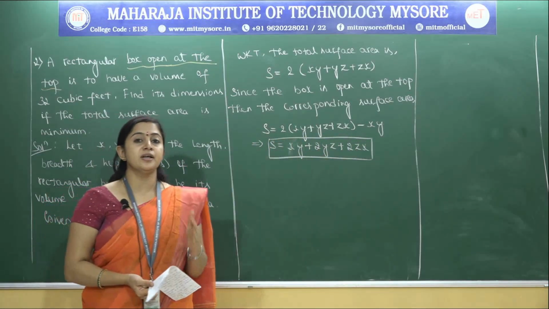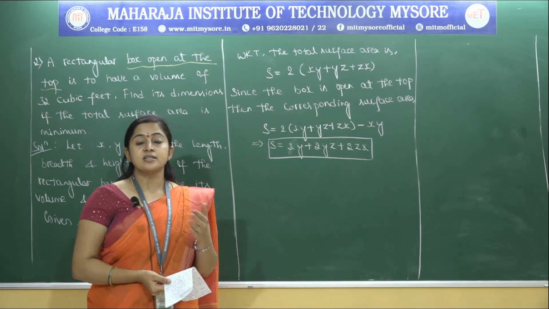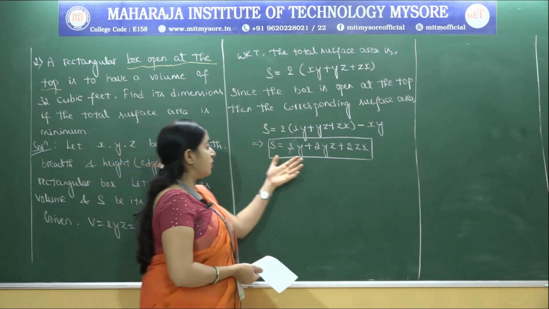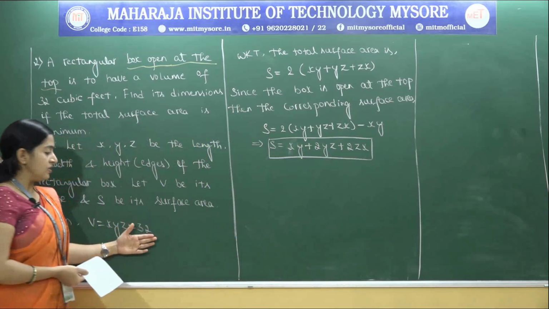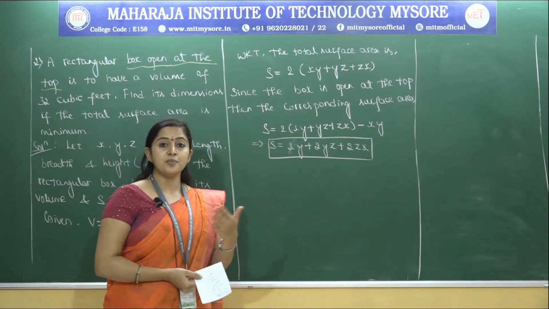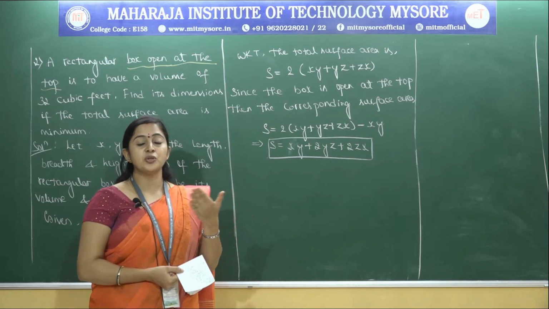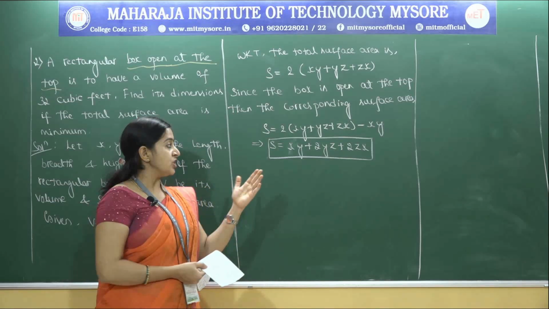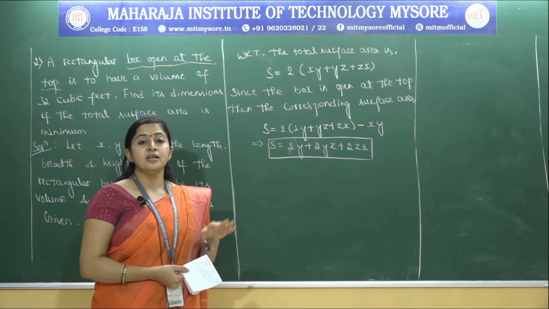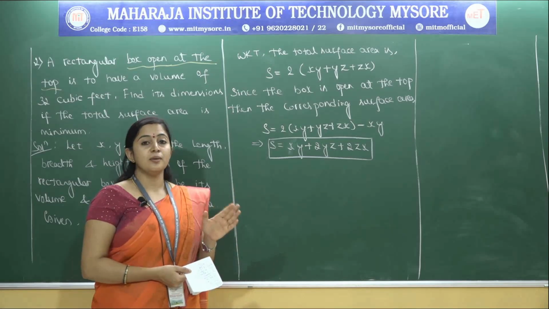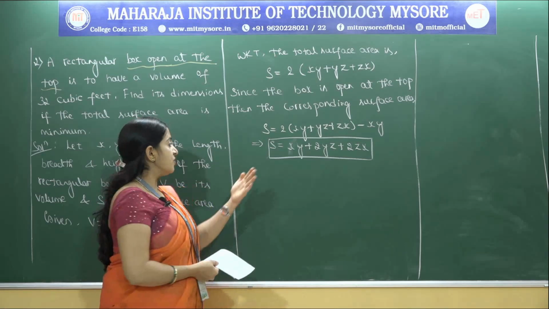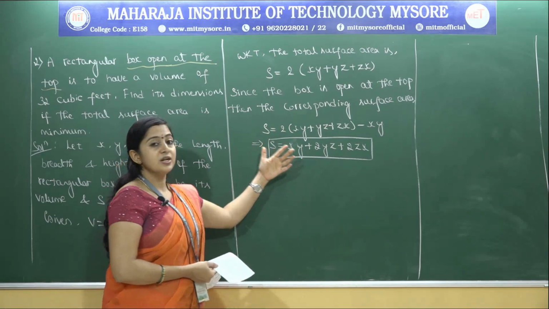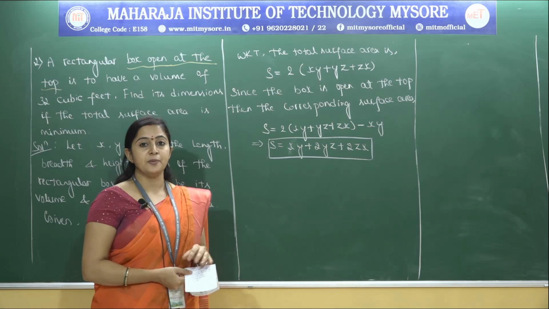Next, we have to find the x, y, z values such that S is minimum subject to the condition xyz equals 32. Write this step by step. First you form the function using the condition. Next differentiate with respect to x, y, z. Then equate all the values of lambda. You will get the stationary values. Then substitute the stationary value to the given surface. You will get the minimum surface area.